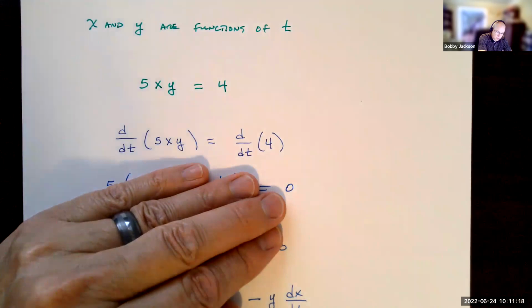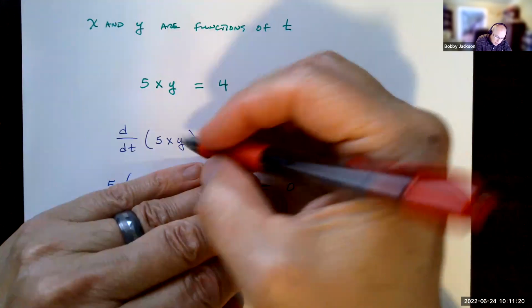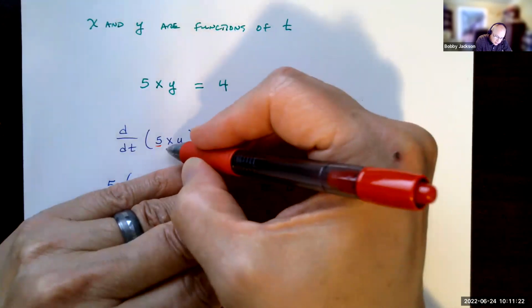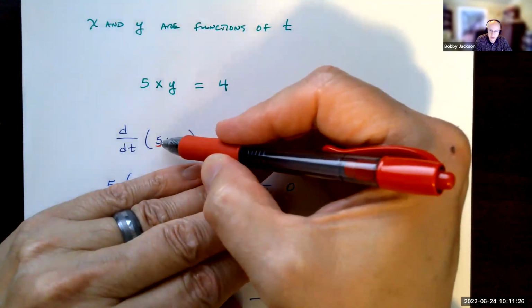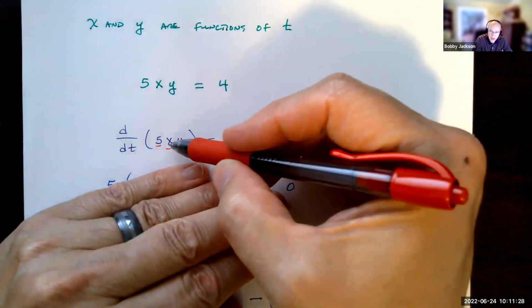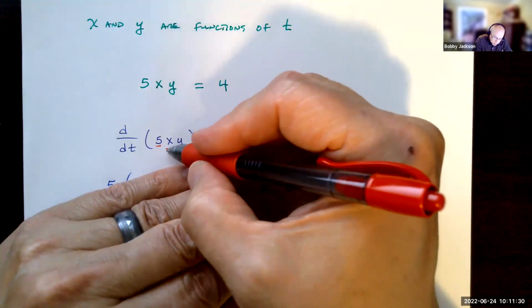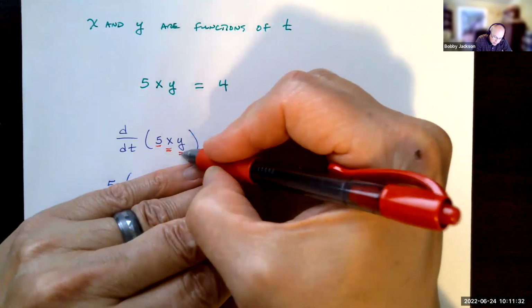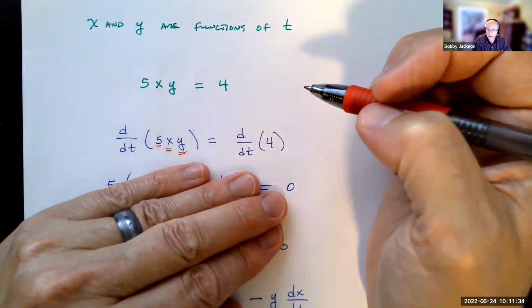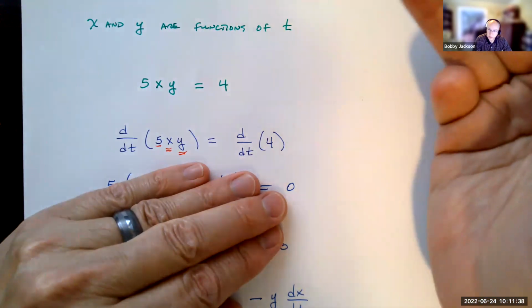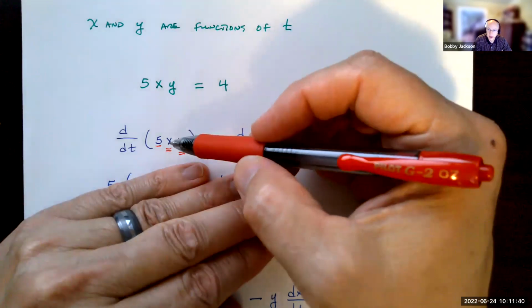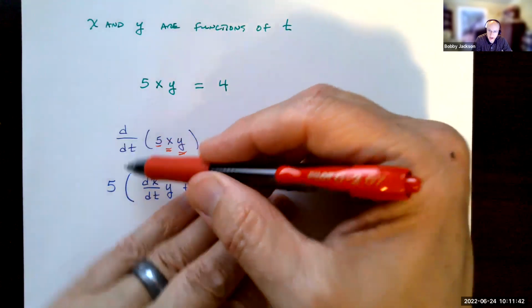Over here, notice we have 5 times x times y, right? 5 is a constant multiple, so I can pull that out. And then I have x times y. What rule do I have to use when I have a product and I'm finding the derivative? Well, the derivative of the product requires the product rule, right? And so I need to use the product rule on this. I'm going to pull the 5 out here.